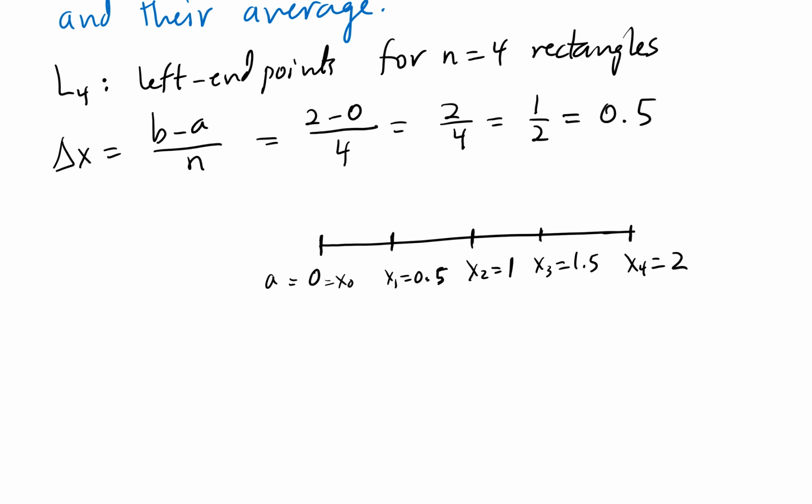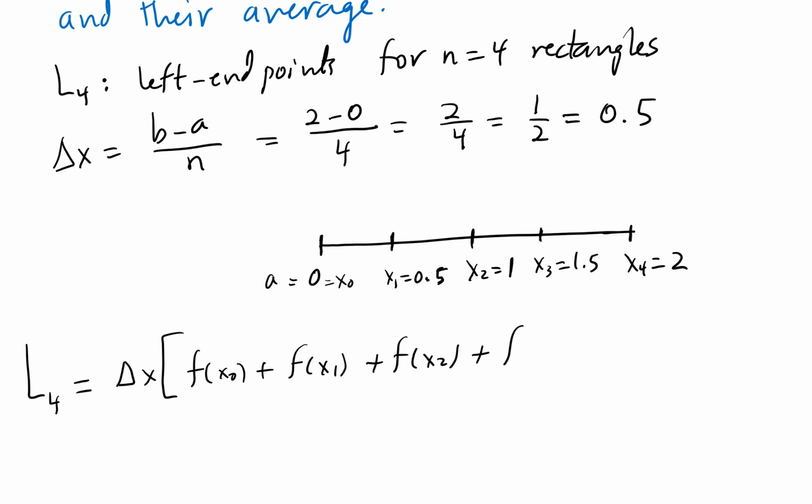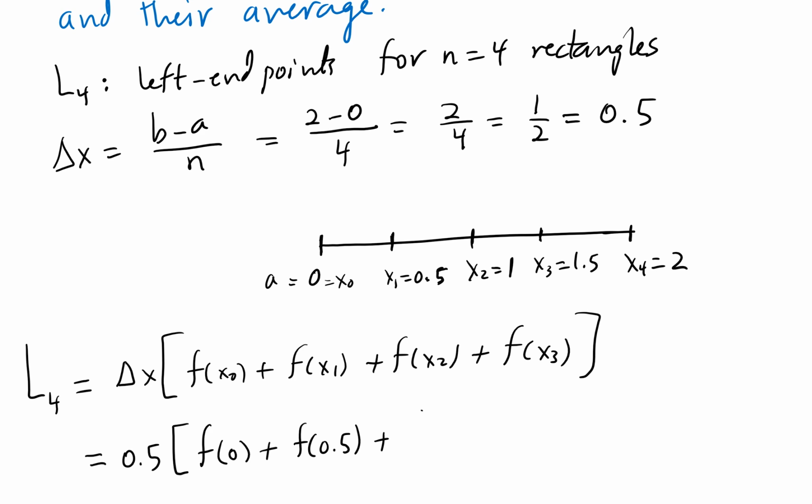So I want to find L sub n, L sub 4. Remember, it's delta x times f of the first one plus f of the second one plus f of the next one and the next one. And you skip the last one. Don't do f of x4. See, there's 4 of them inside the bracket. Delta x is 0.5. We need to find f of 0, f of 0.5, f of 1, and f of 1.5.